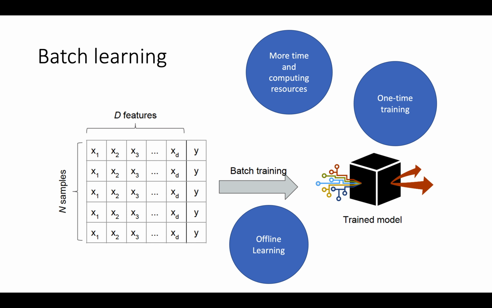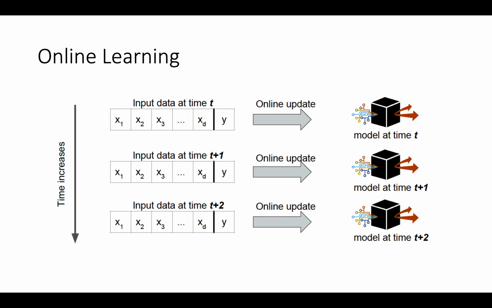And finally, if your system needs to be able to learn autonomously and it has limited resources, that is not really a good idea, and it could become a showstopper. So what is online learning then? It is probably a better solution in the situations I just described.